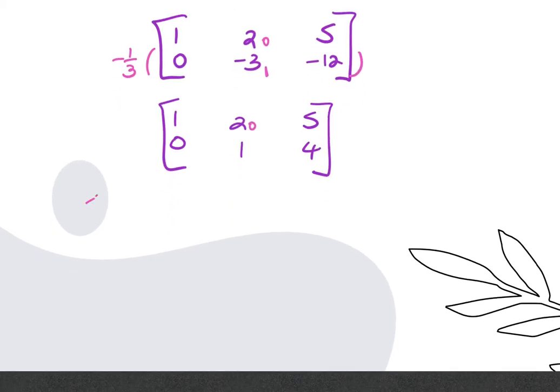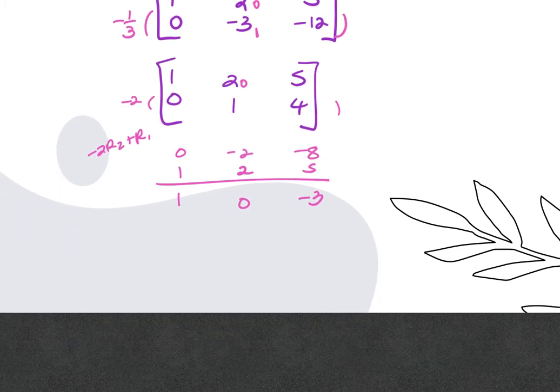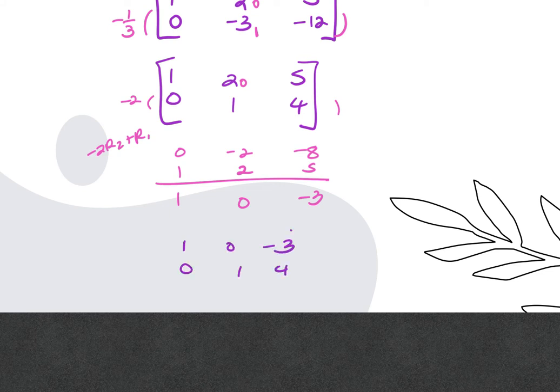Good. -2, row 2 plus row 1. So -2, this is 0. -2, -8, and then 1, 2, 5. Add them, and I get 1, 0, -3. And that's going to replace the top row. And from the top row, I get x equals -3. And from the bottom row, I get y equals 4.